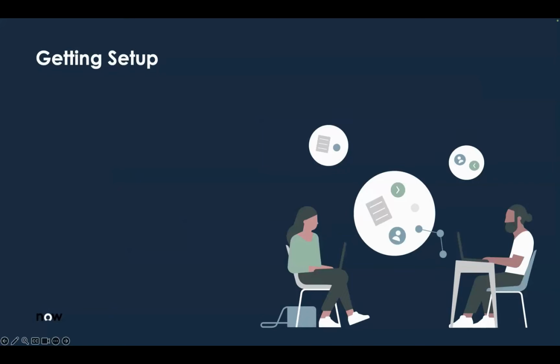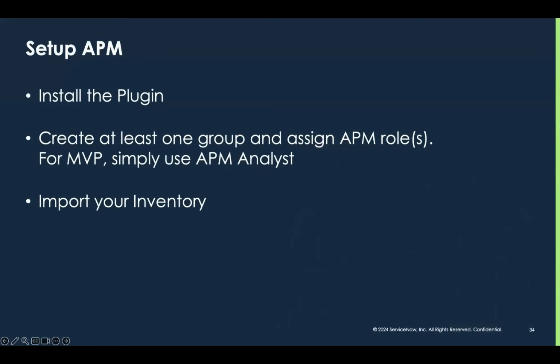So, how do you begin? First thing you've got to do is set it up. So, setting up APM, and we're going to demonstrate this in a video. You install the plugin, you create at least one group. We're going to demonstrate just one group. But remember, we're shooting for a minimum viable. And then you import your inventory and you start to work with it.